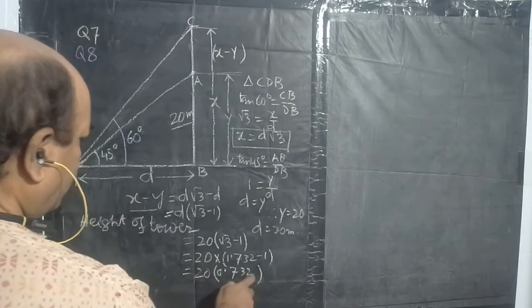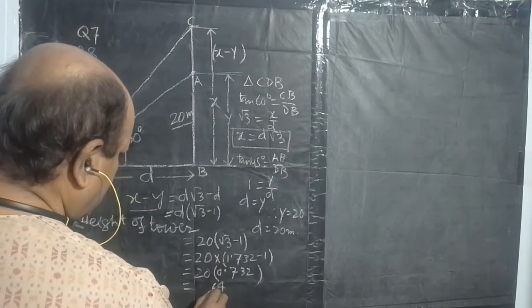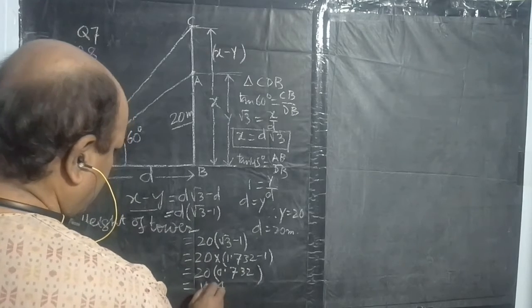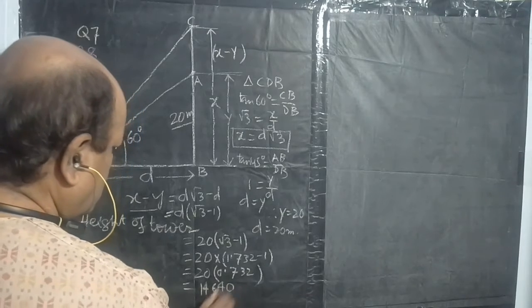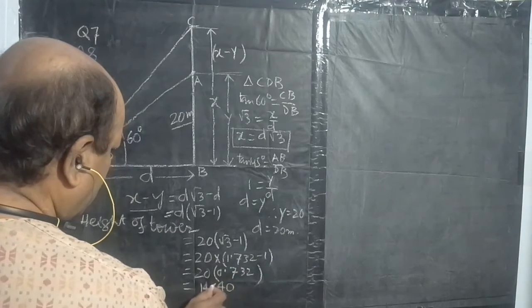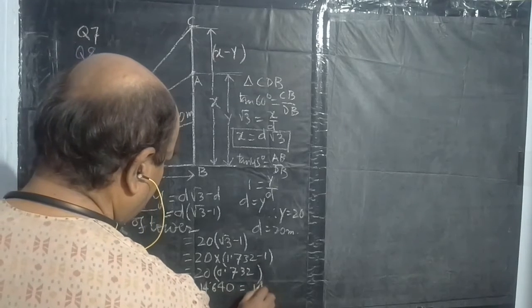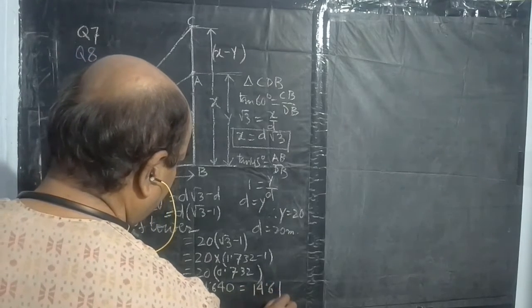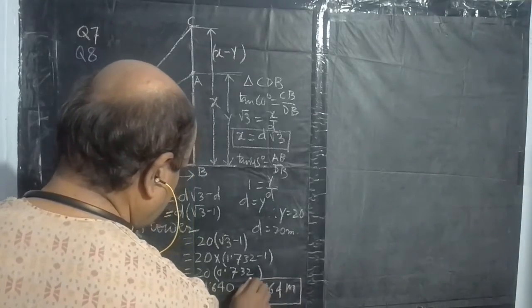Now multiply by 2. So 4, 6, 1, 4. Okay, 4, 6, 1, 4, 0. 1, 2, 3, 1, 2, 3. So what is the final answer? Final answer is 14.64 meter. This is the height of the tower.